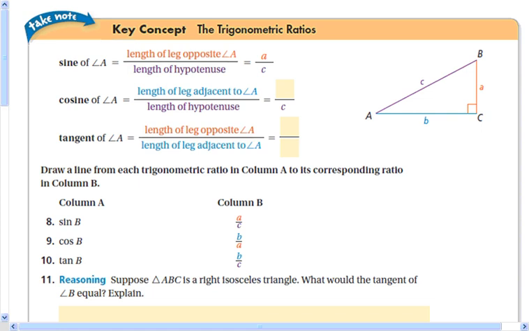The sine of an angle, in this case angle A, is equal to the length of the leg opposite angle A divided by the length of the hypotenuse. So in this case, A over C. The cosine of angle A is equal to the length of the leg adjacent to angle A divided by the length of the hypotenuse. So that would be B over C. And the tangent of angle A is equal to the length of the leg opposite angle A divided by the length of the leg adjacent to angle A, which in this case is A over B.